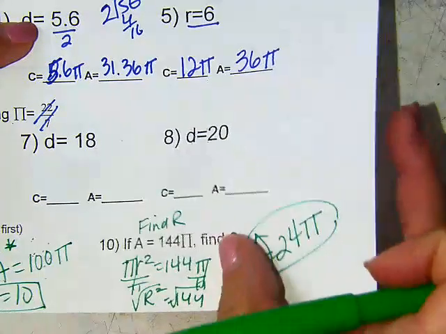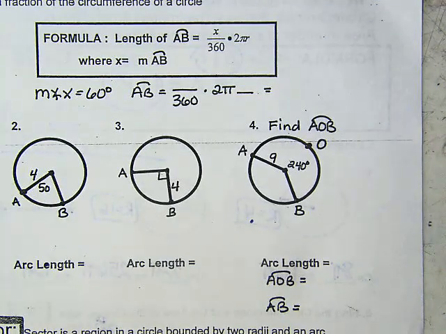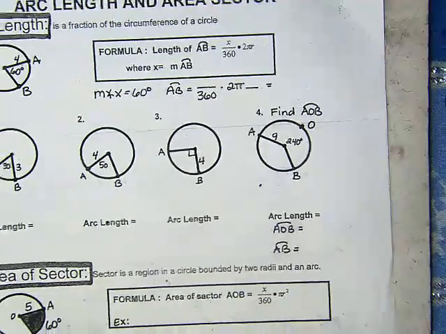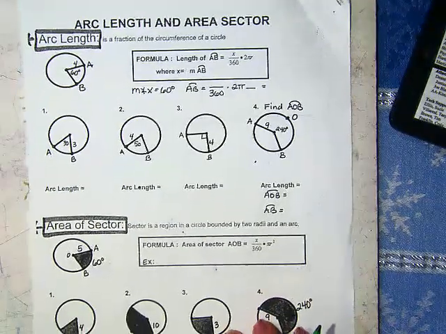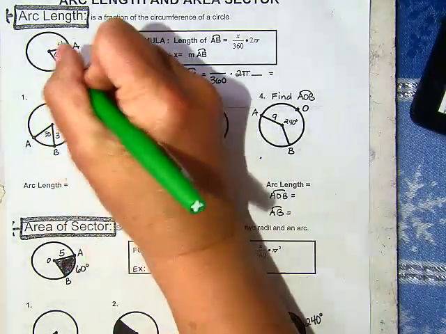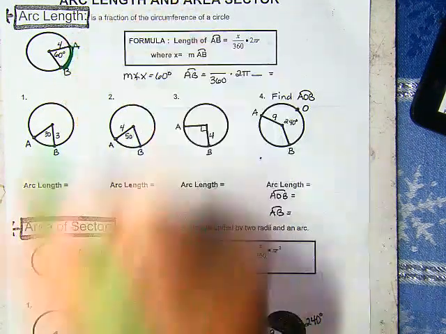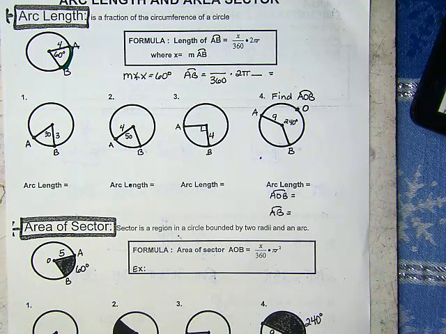Okay, now I'm going to flip over and do the back. These are kind of new. Okay, you haven't done these ones before. We're going to discover how to find arc length and area of a sector. So arc length is what is this portion of my circumference, which is kind of the same as perimeter. Does that make sense? So the perimeter is like in a rectangle, you can add up all the sides. In a circle, you can't add up the sides, so we use a formula to find it.